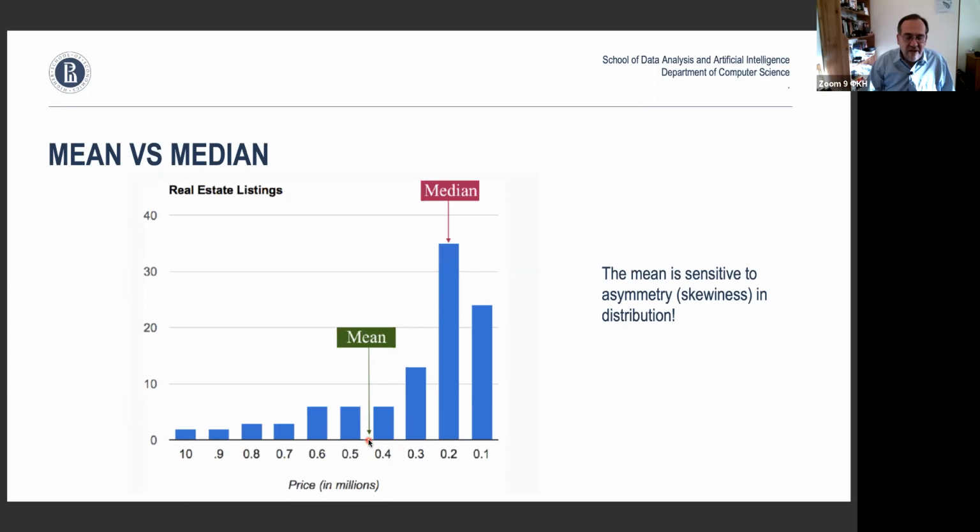So, 4,500,000, right? Which tells you it's pretty expensive. But in fact, the median is right here, which means half of the houses have a price within 200,000, and then there is some number higher. So again, median is much better representation than the mean.